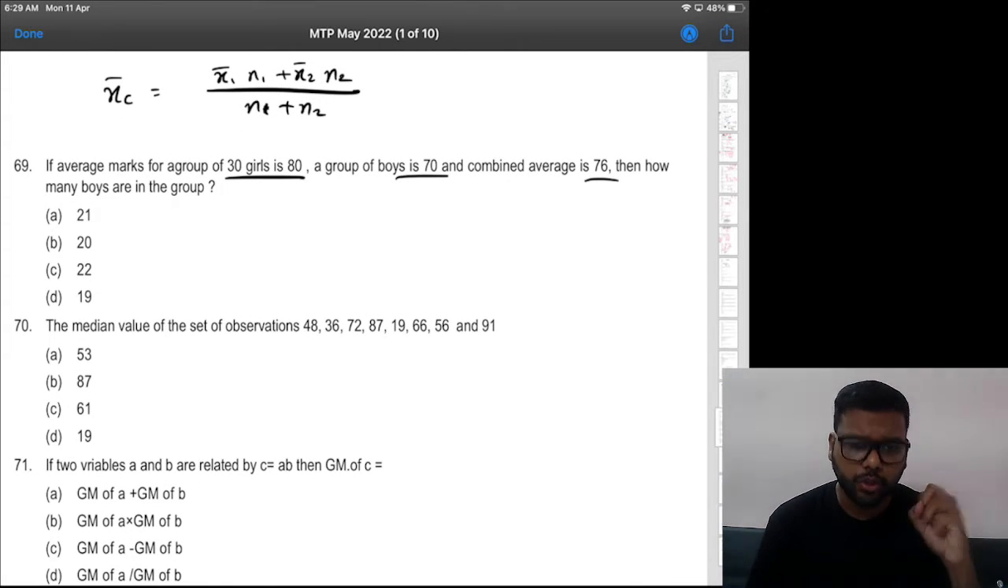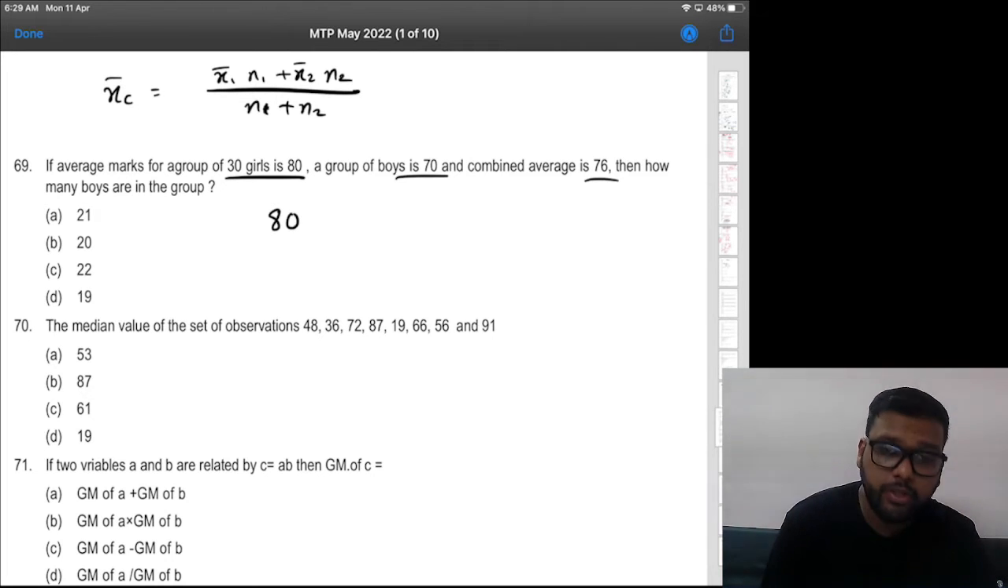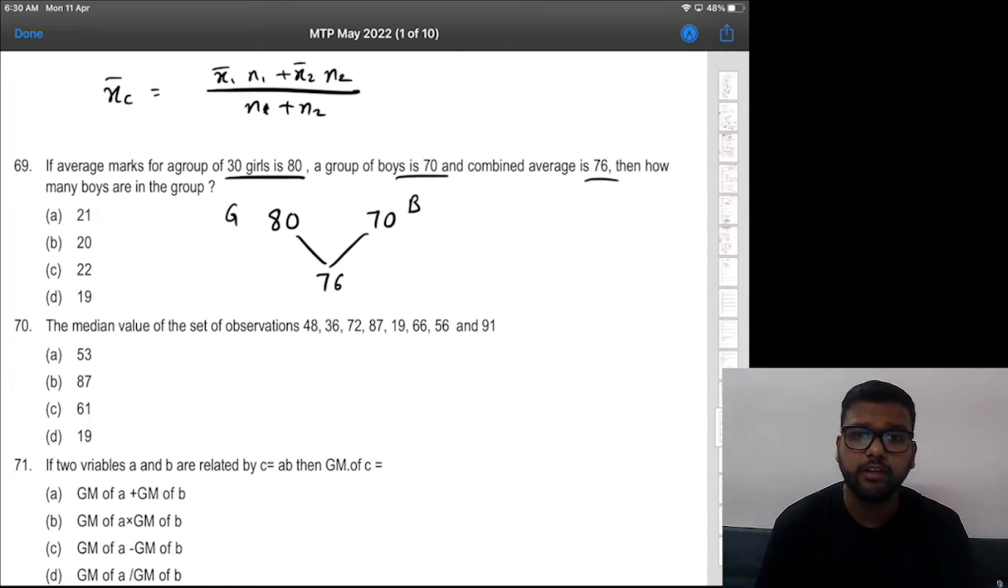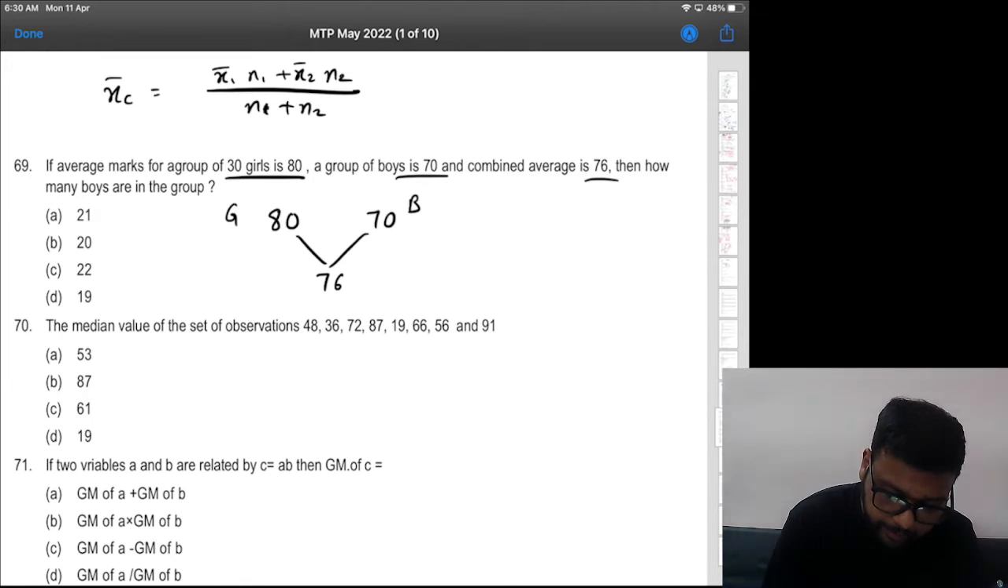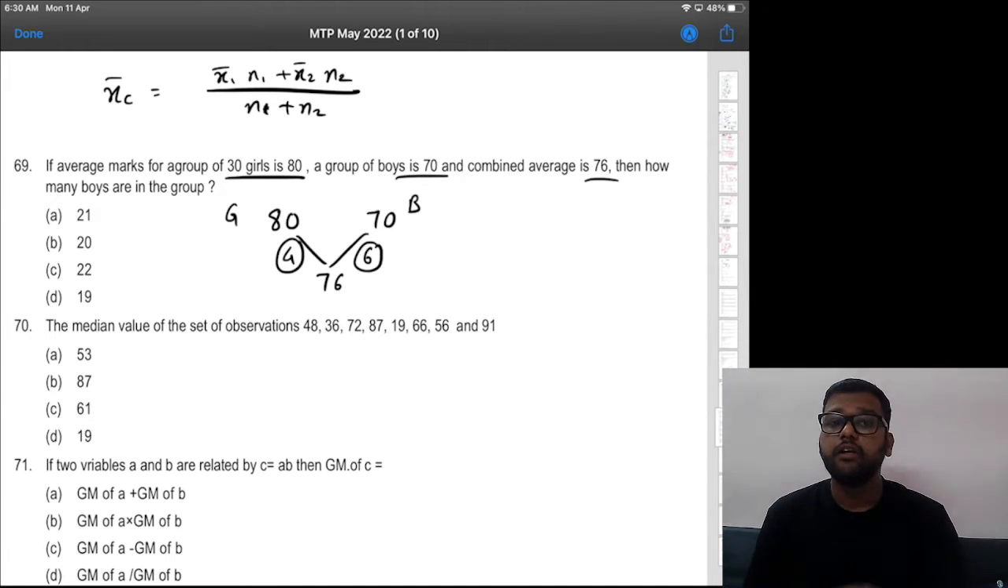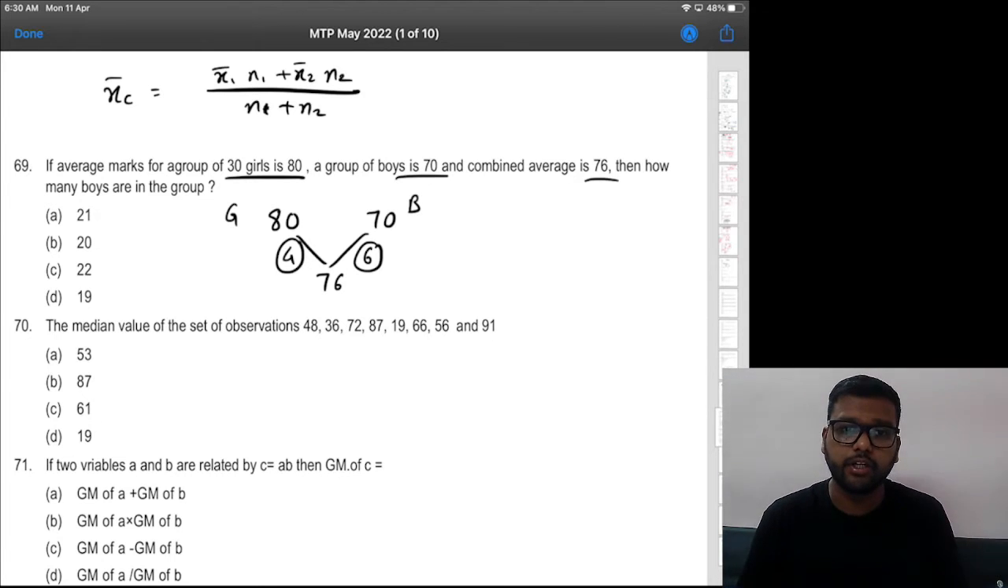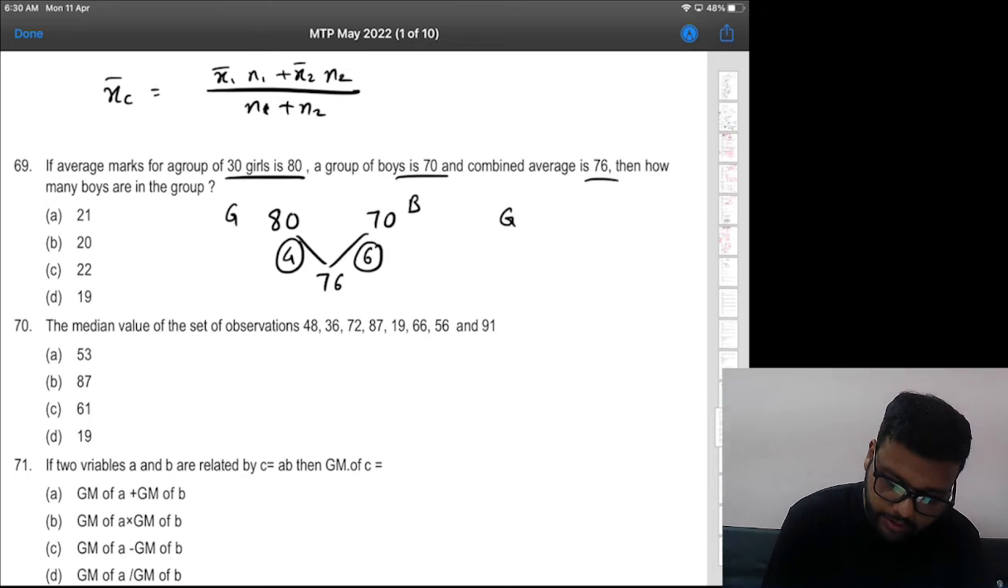What is the mean of the first group? Mean of the first group is 80. Mean of the second group is 70. And combined mean is 76. So find the difference. Mean of girls is 80, mean of boys is 70, combined mean is 76. So the difference between 80 and 76 is 4. The difference between 70 and 76 is 6. Understand? Then reverse this to get the ratio of girls and boys. That's the shortcut. Reverse it. So the girls to boys ratio is going to be 6 is to 4, or 3 is to 2.